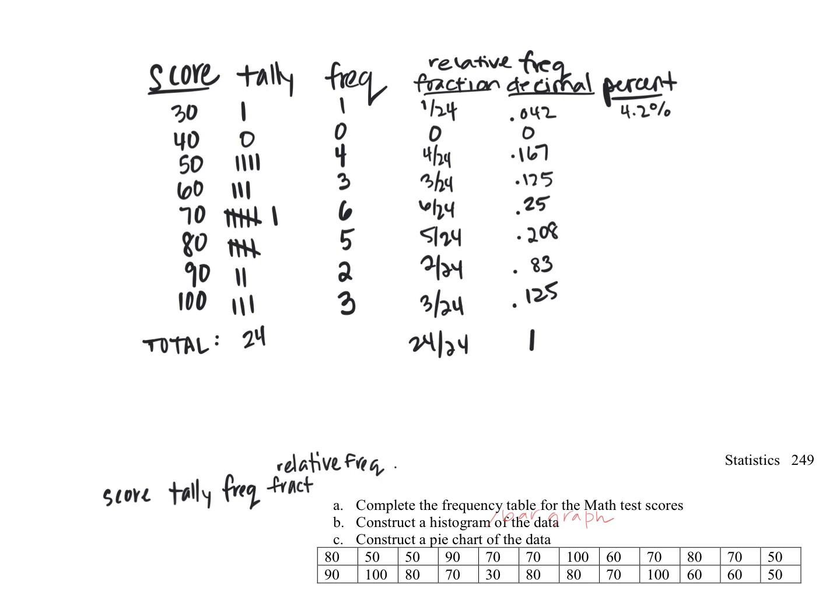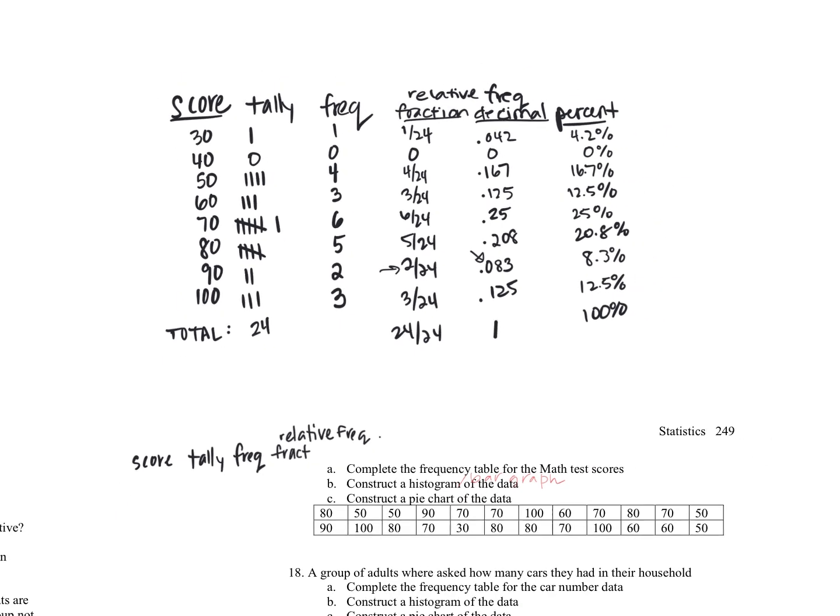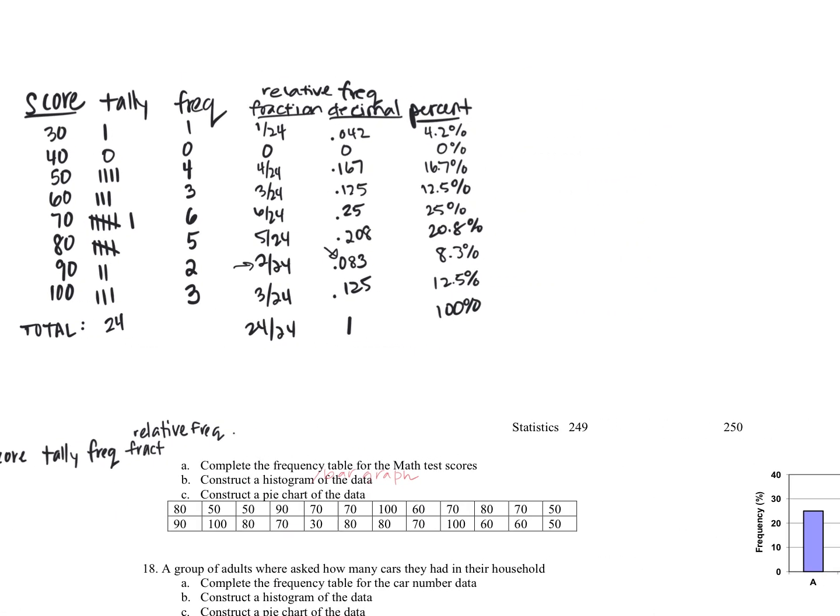So 4.2%, and we'll finish filling that in. When you add up all those percents, it should be 100, and I did notice I accidentally left a 0 off right there, so make sure you fill that in correctly because it should be a small percent. It's only 2 out of 24, not 83%. Okay, and so the next thing that we want to do is create our bar graph.